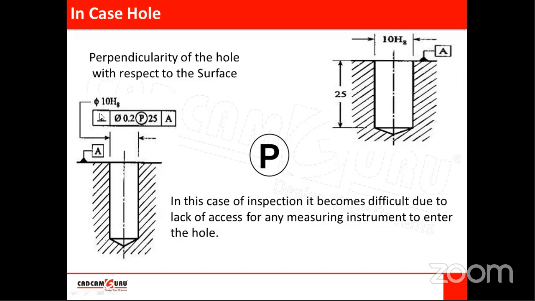So here if you see this feature control frame, it is different again. One more symbol is added here. Okay, a circle with P symbol enclosed in a circle. This is added in a second chamber after the permissible deviation value. So what this P indicates, it's a projected tolerance zone. Because here it is difficult to measure perpendicularity of the axis with respect to this surface.